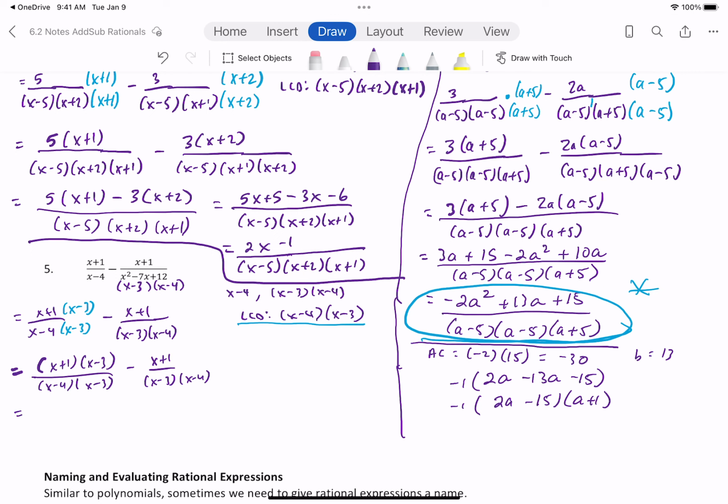And then we can write them together. x plus 1, x minus 3, minus. Now, this one, you see how I have that x plus 1 there? You want to make sure you put a parenthesis in there, because we're going to subtract that whole thing.